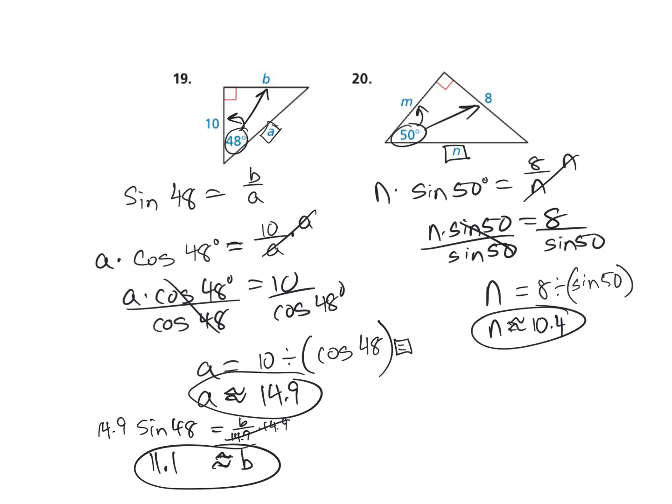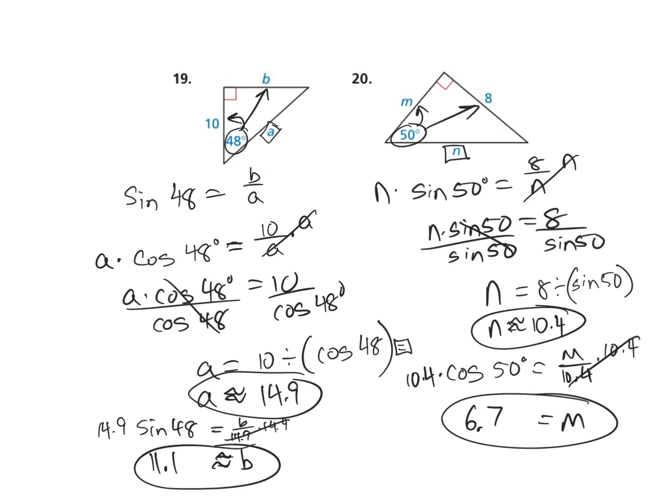All right, so now let's do cosine. The cosine of 50 is equal to the adjacent leg over the hypotenuse. And now the hypotenuse is 10.4. Okay, so multiply by 10.4 on both sides. And m is equal to cosine of 50 times 10.4. That gives me 6.7 for m. Now all those numbers seem right. The hypotenuse is the biggest number.